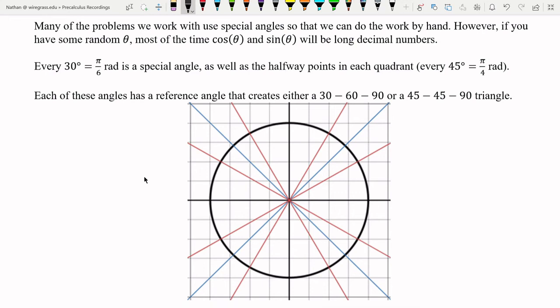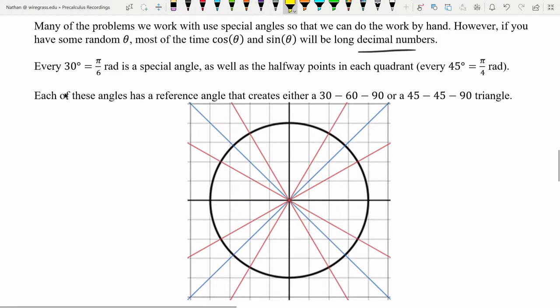Many of the problems that we're going to be working with by hand are going to be using these special angles that we've talked about. However, if you have some random angle, then cosine and sine are going to be long decimal numbers that are going to be harder to work with.